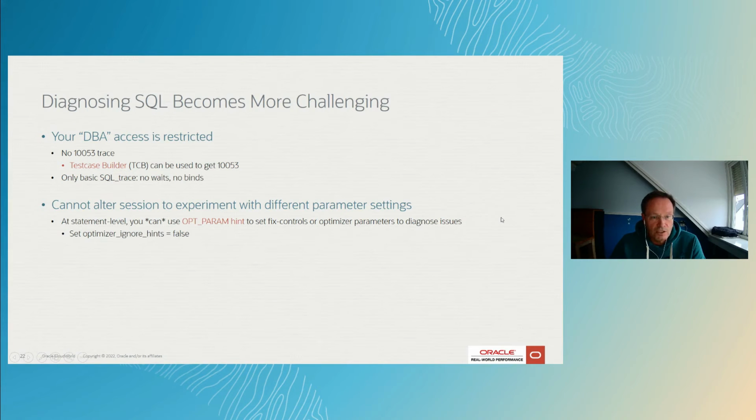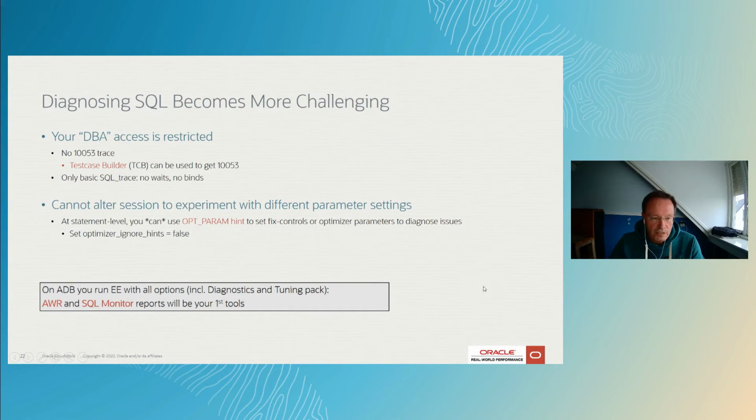However, what you can do is, at a statement level, use the opt_param hint to set certain fixed controls or modify the other optimizer parameters to diagnose issues. So you have a little bit of flexibility there, but it's at the statement level, not at the PDB or at the session level. Of course, you have to make sure that your hints are not ignored, because by default, optimizer ignore hints is set to true on Autonomous Database. So make sure you set that to false and then start playing with the opt_param hint to do some diagnosing of your performance problems.